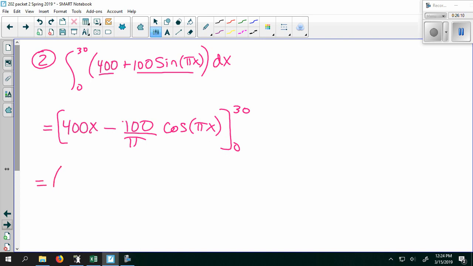So that means first plug in a 30. So I have 400 times 30 is 12,000. And then if I plug a 30 into my next term, I get cosine of 30 pi. And the cosine at multiples of pi is 1 or negative 1. 30 is a multiple of 2 pi. So the cosine of 30 pi is 1.